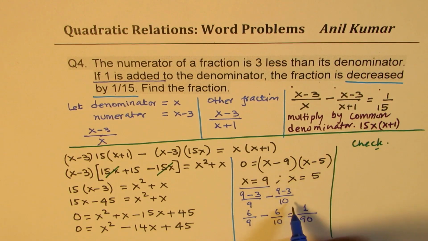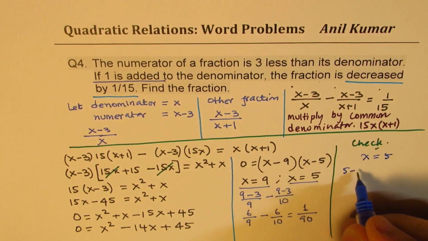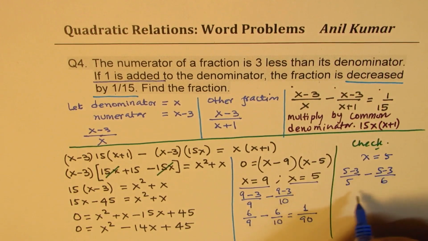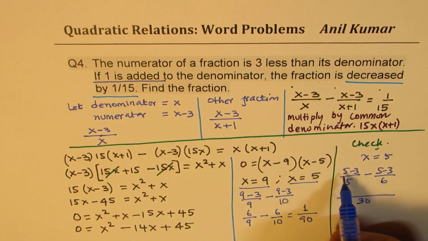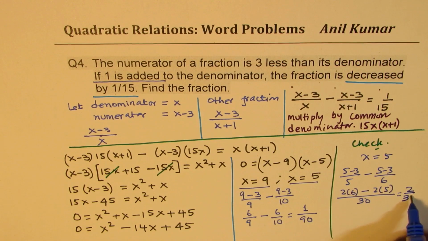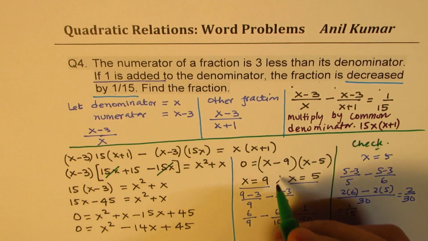Now let's write down the other answer, x equals 5. So let's check for x equals 5. If I write 5, I get 5 minus 3 over 5 minus 5 minus 3 over 6. Now here the common denominator is 30, and 5 minus 3 is 2, right? So it is 2 times 6 minus 2 times 5, which is 12 minus 10, equal to 2 over 30, which is equal to 1 over 15. So that is correct. Is that okay? So the right solution is indeed x equals 5.